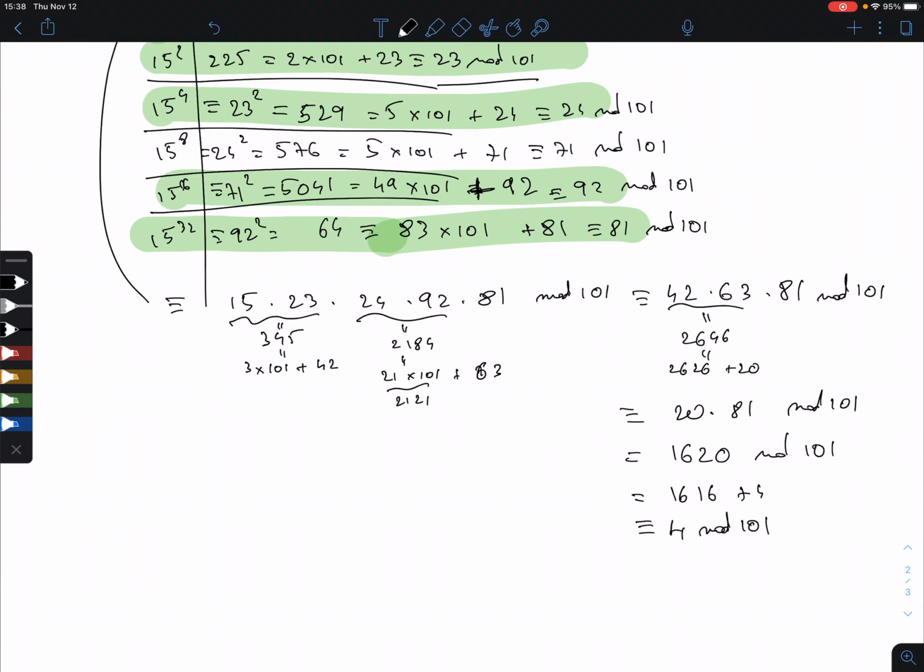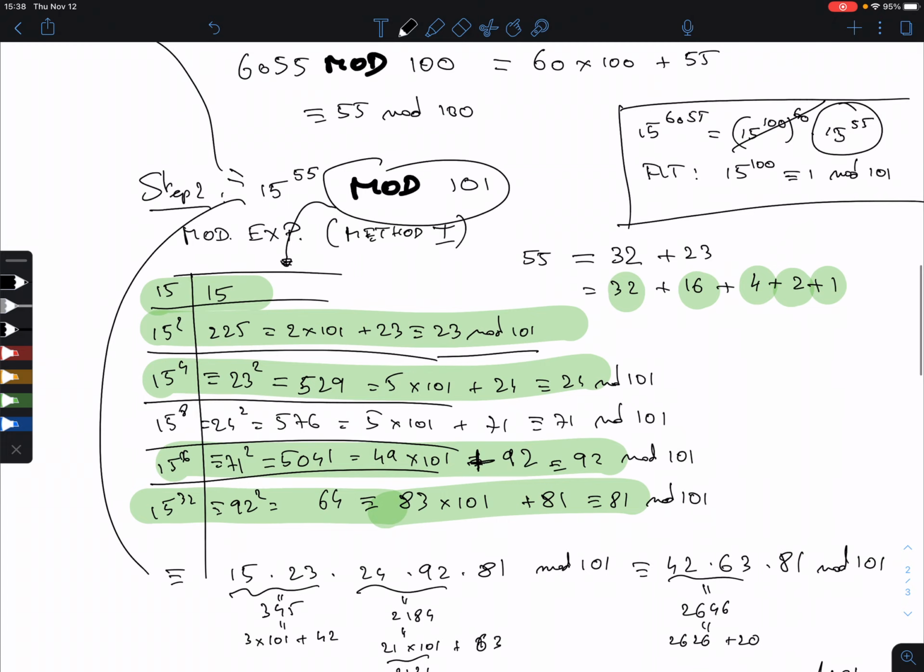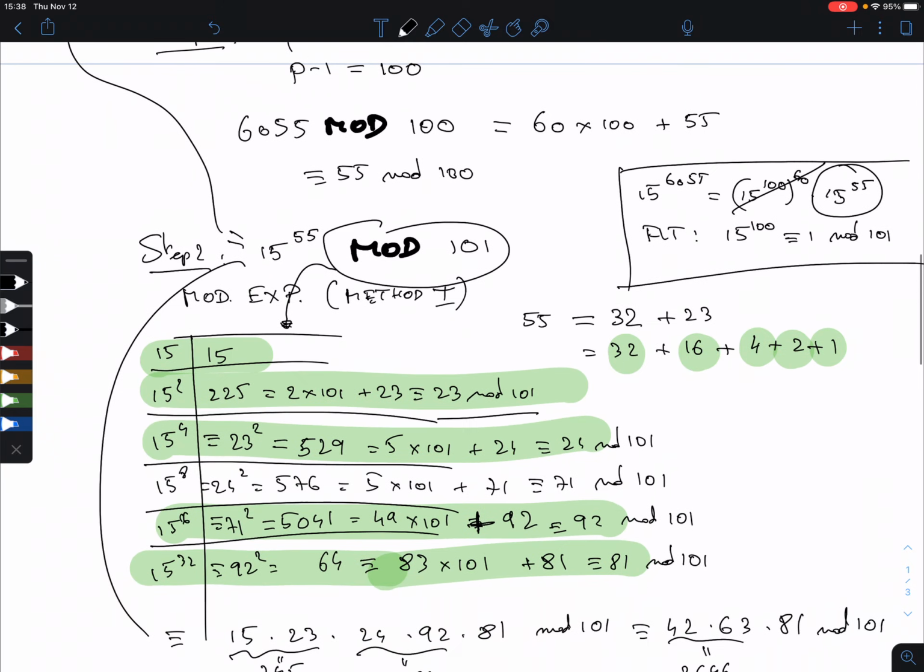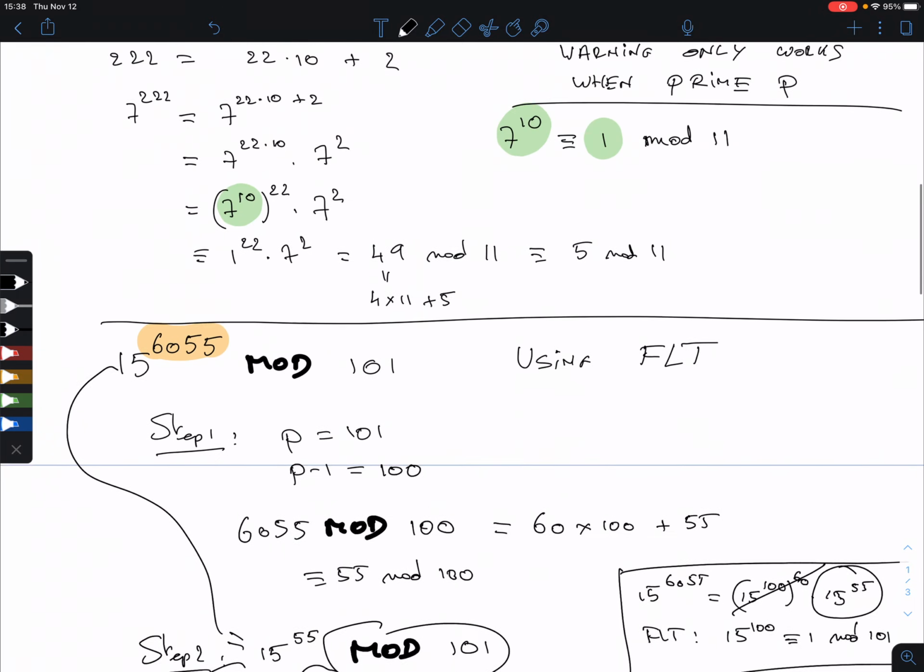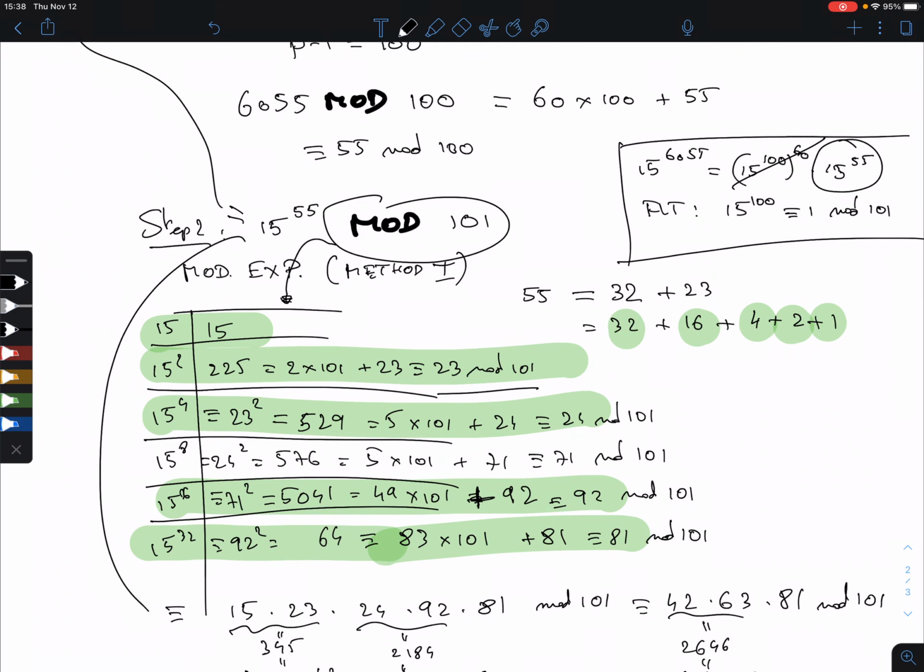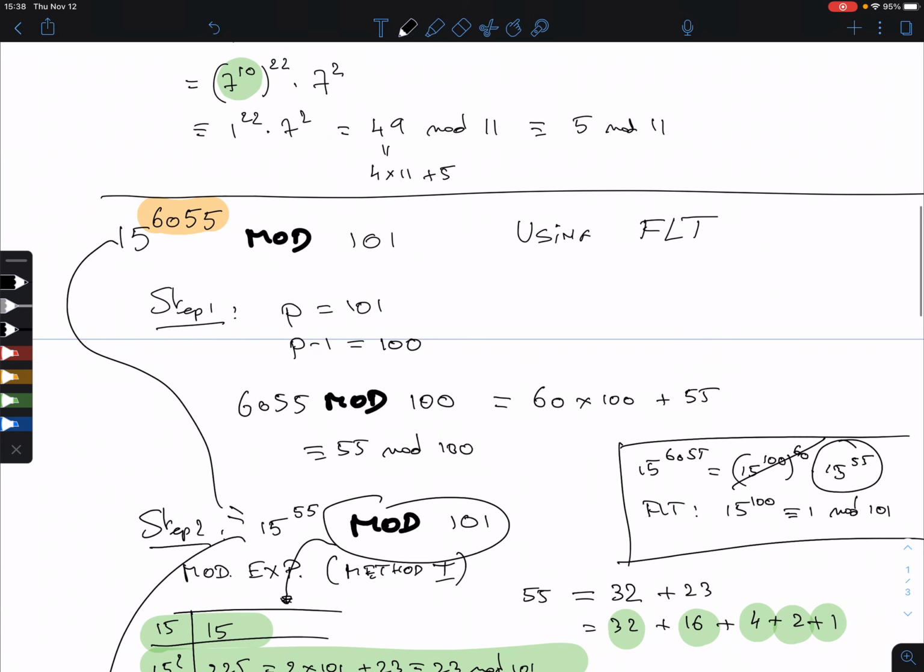So that is my claim. And so the power that I originally had was 15 to the power 6055 mod 101. Now you might say, Professor, is this really the shortest way? Since we had to do the method here, were we not better to just keep going? Well, how far do you have to go? This is a number, 6055.